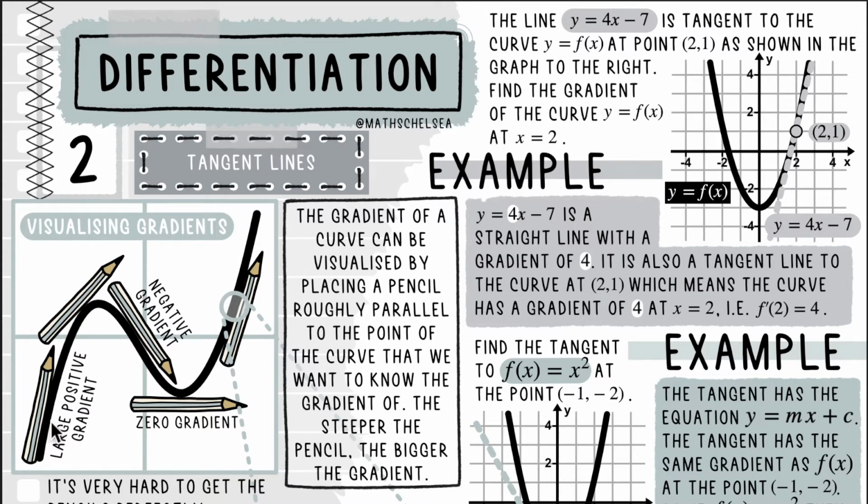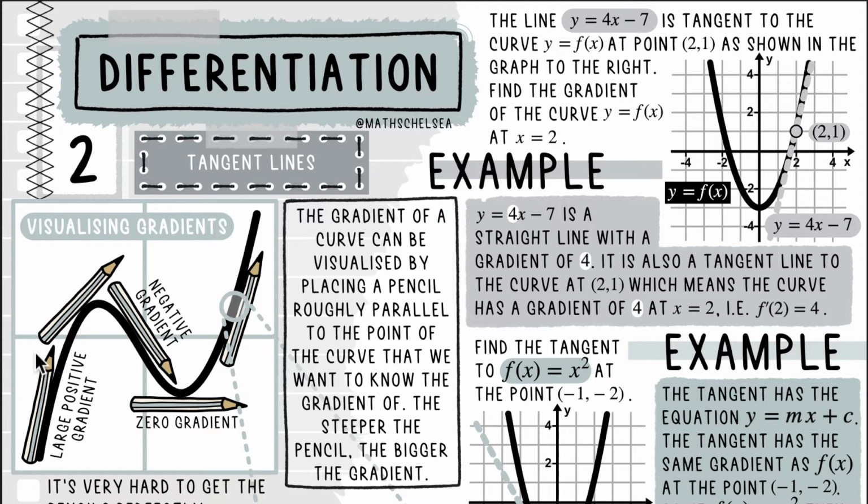What the pencil does is it can tell you two things. It can tell you the sign of the gradient, i.e. whether it's positive or negative, and also the magnitude of the gradient relative to other points that you might look at. For this point here, the gradient is positive because the pencil is increasing from left to right. And that pencil is near vertical, so the magnitude of that gradient is pretty big.